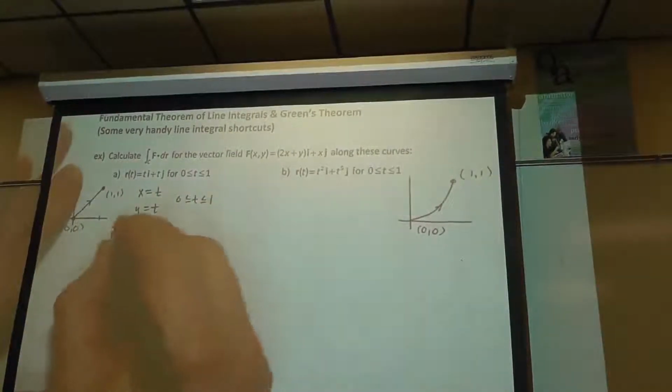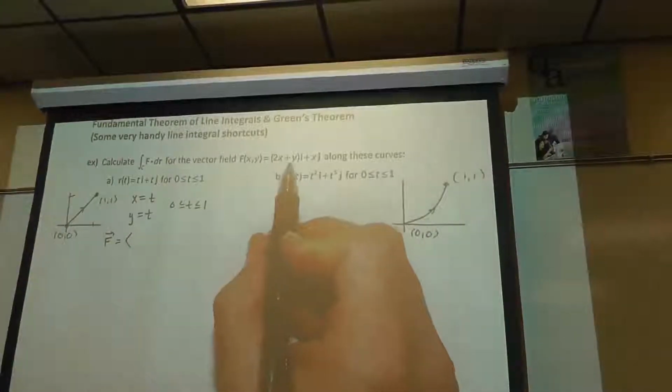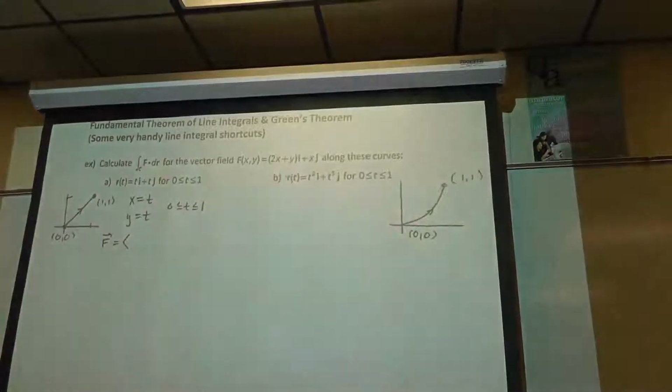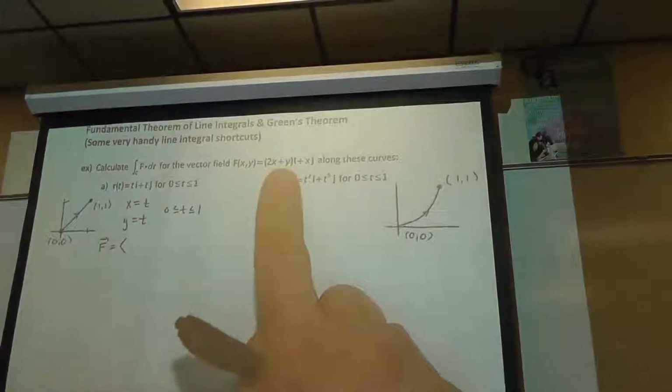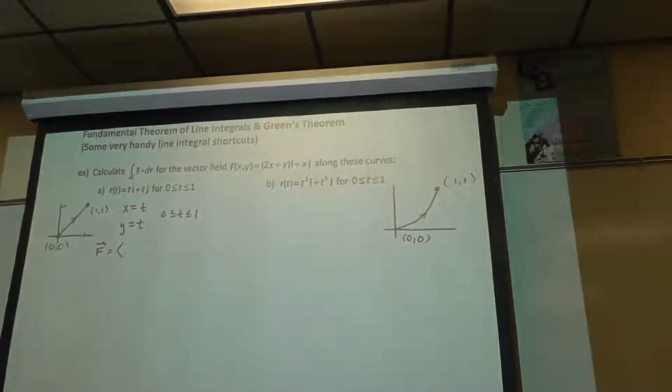So I need to take my vector field. My vector field is defined as 2x plus y for the i component. Do you remember what you do with the x's and the y's here? Same thing you do with the x's and the y's for all 3 types of line integrals.